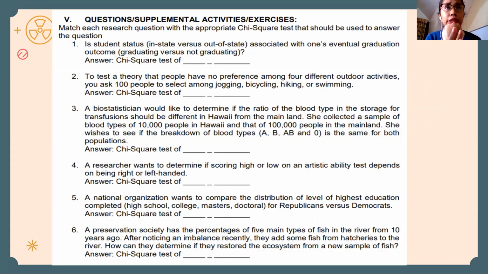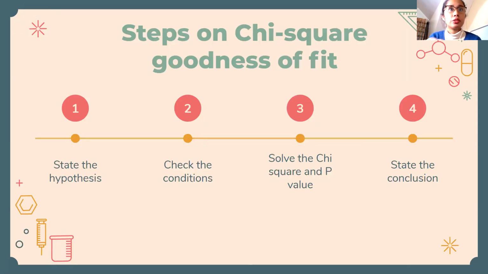And class, second part is you're going to identify whether the problem is a goodness of fit, a test for independence, or homogeneity. So, class, how would you compute it? So, steps on chi-square goodness of fit test: state the hypothesis, check the conditions, if it's random sampling, if it's at least more than 5, and so on, that's what's important. And solve the chi-square and p-value. So find the p-value and state the conclusion.